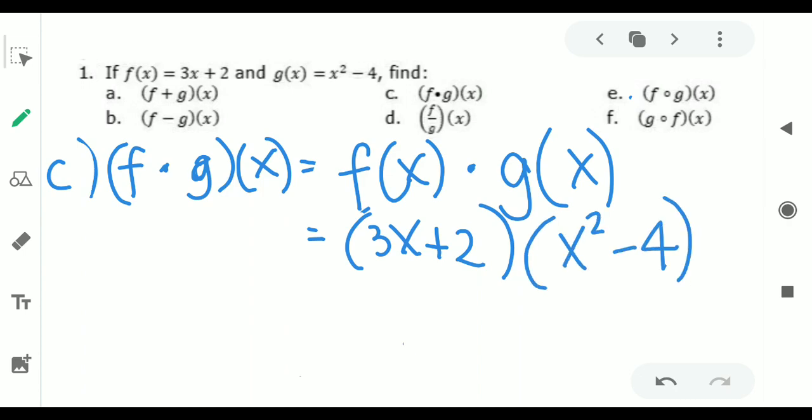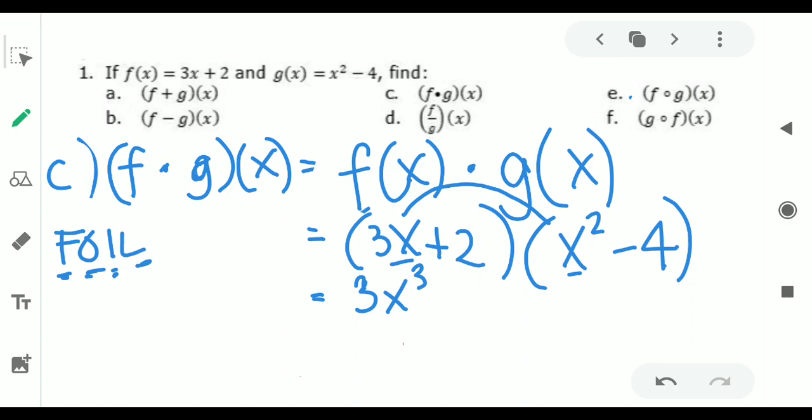If you can still remember from your junior high school, you've already learned the FOIL method. So the FOIL method means first, outer, inner, last. That means we multiply the first terms, the outer terms, the inner terms, and the last terms. Okay, let's follow the FOIL method. First terms are 3x and x squared. So we multiply 3x times x squared. Answer is 3x cubed.